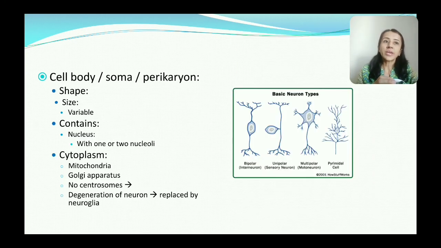Now, the cell body, or soma, or perikaryon. It is round, stellate, pyramidal or fusiform in shape. Size is variable and it contains a nucleus with 1 or 2 nucleoli, and the cytoplasm contains organelles like mitochondria, Golgi apparatus, endoplasmic reticulum. It has no centriole, and the absence of centriole indicates that the neuron is a highly specialized nerve cell which has lost its power of division and regeneration. Once it is degenerated, there is no regeneration and it is replaced by the neuroglia.